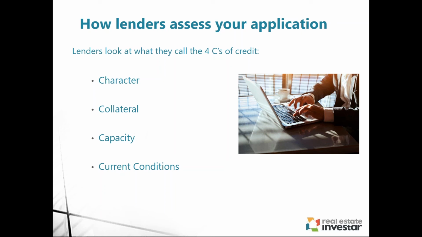Okay, so character basically means the person that they are lending to. Collateral is the security that you're offering, or the property. Capacity is your income position, or your ability to repay the loan. And current conditions are economic factors that would have an effect on whether or not they will lend you the funds that you require.